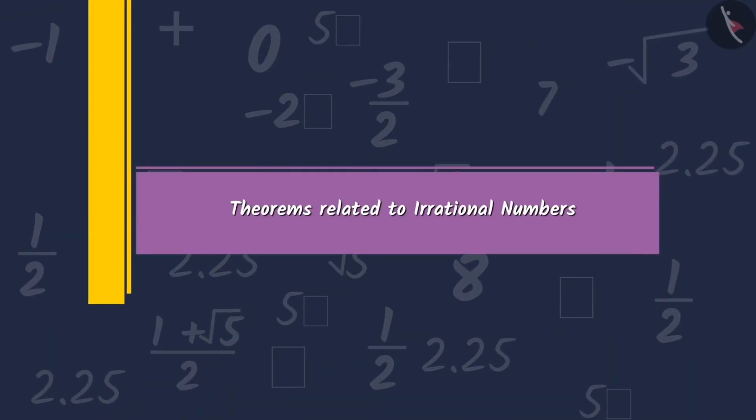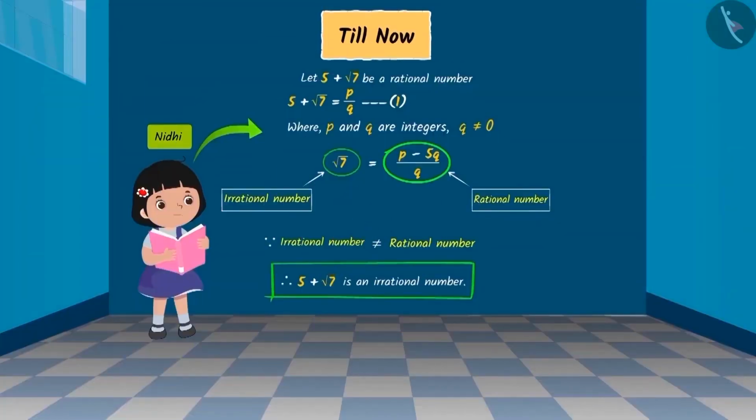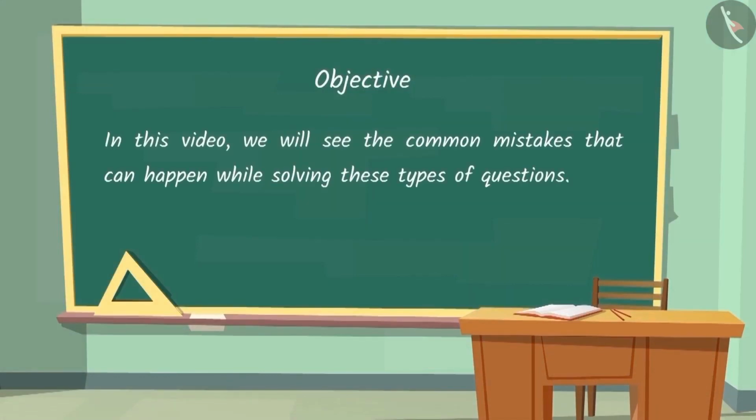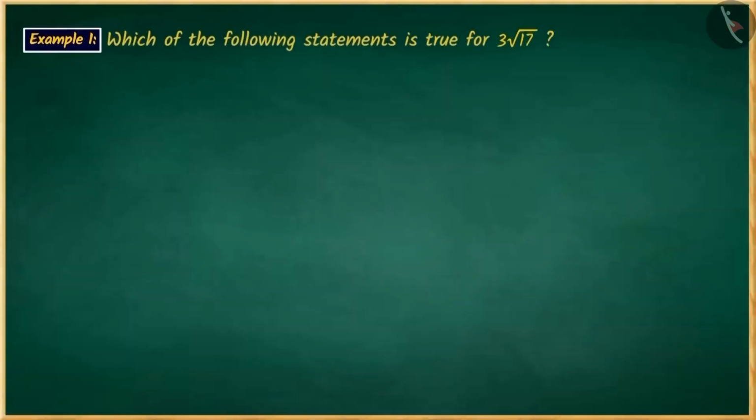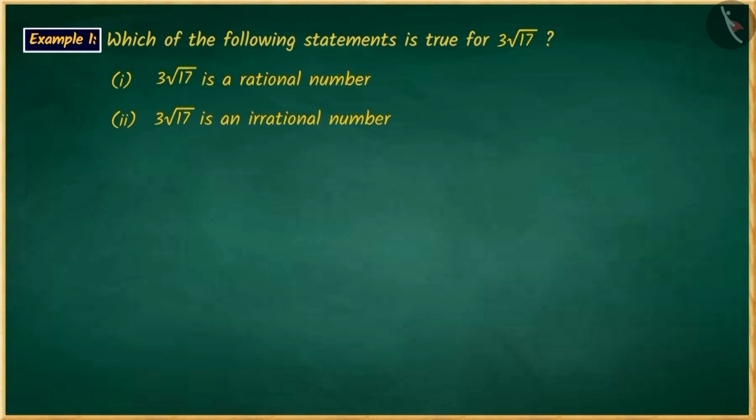Hello everyone and welcome to this video. In the previous video, we saw an interesting example based on theorems related to irrational numbers. In this video, we will see the common mistakes that are made while solving these types of questions. Which of the following statements is true for 3 square root 17? Pause the video to solve the question, solve it, and then match your answer.